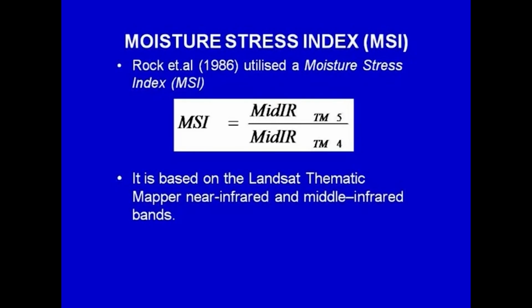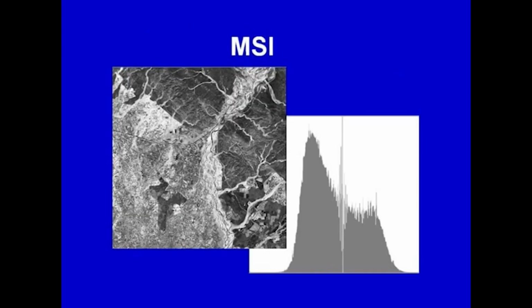Another index which was also identified is the moisture stress index. This was developed by Rock et al. in 1986, wherein it is a ratio of the TM5 to the TM4 data set. What we find here is that in this particular case the soil information gets enhanced in comparison to the other information. The histogram also depicts two distinct groups of information clusters, and this can be utilized by the analyst when separating soil from vegetation information.